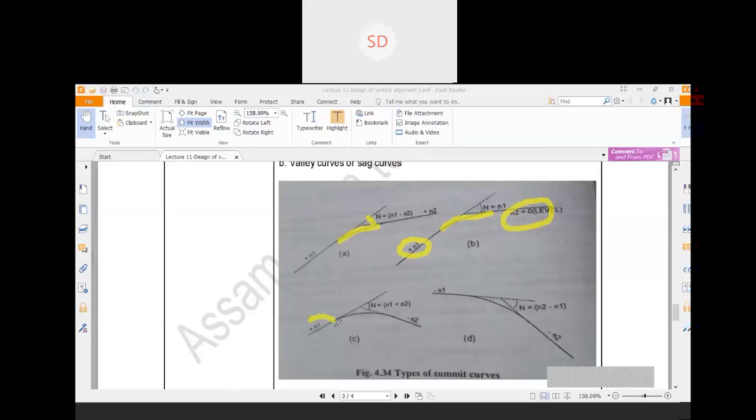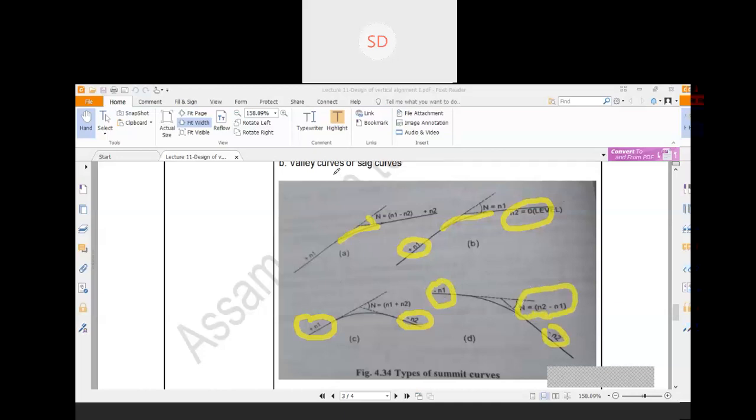For the third one, here see, one positive gradient and another negative gradient will meet each other. So here your deviation angle will be plus n1 minus of minus n2, so that is n1 plus n2. Now if the first one is minus and the second one is also minus, in that case it would be minus n1 minus of minus n2, that is n2 minus n1.